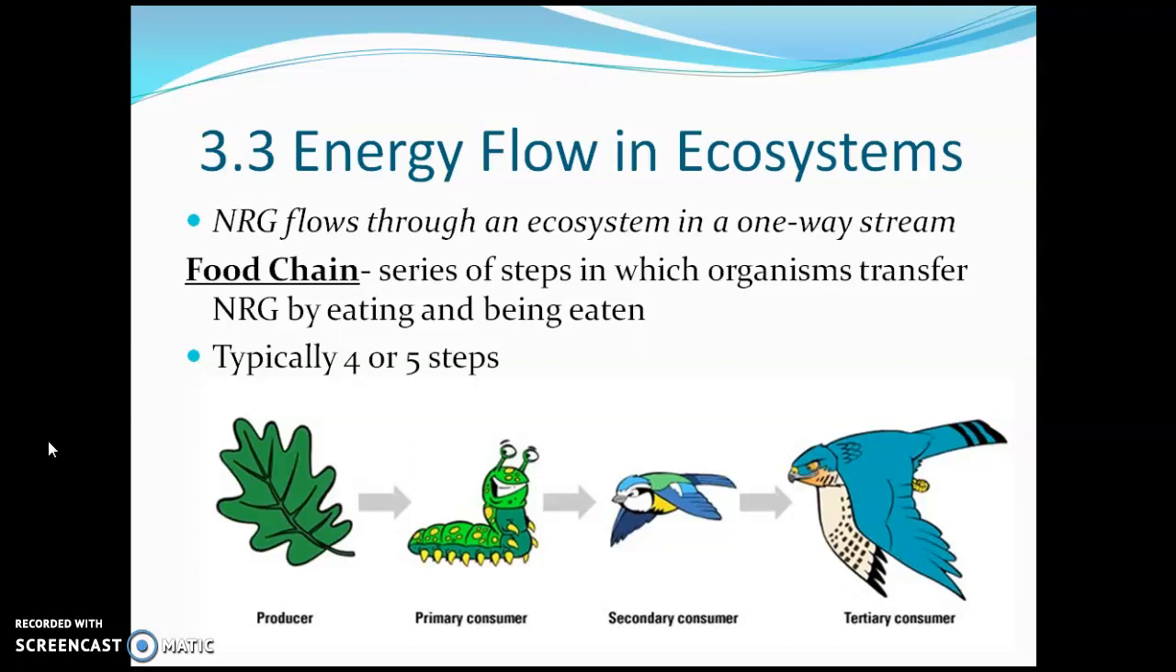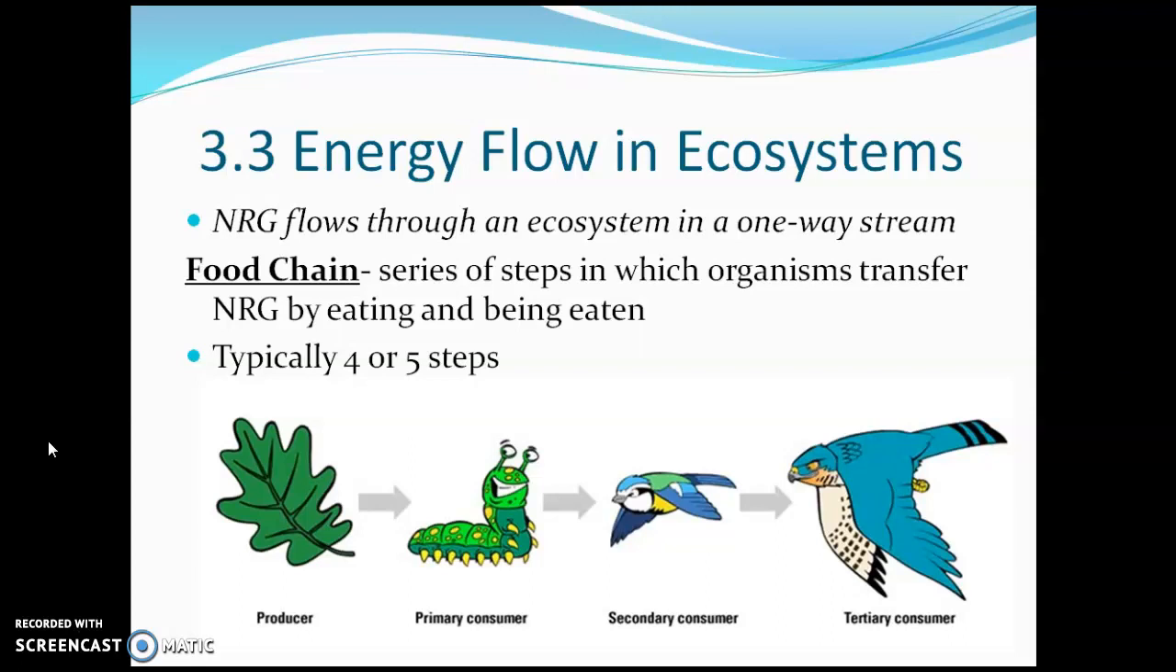The second part of the chapter talks about how energy flows in ecosystems, and energy flows through an ecosystem basically in a one-way stream. We'll look at a couple of ways that happens. The first, most simplified way to understand that, and I know you have all used this terminology in school before, is a food chain. A food chain is a series of steps in which organisms transfer energy by eating and by being eaten.